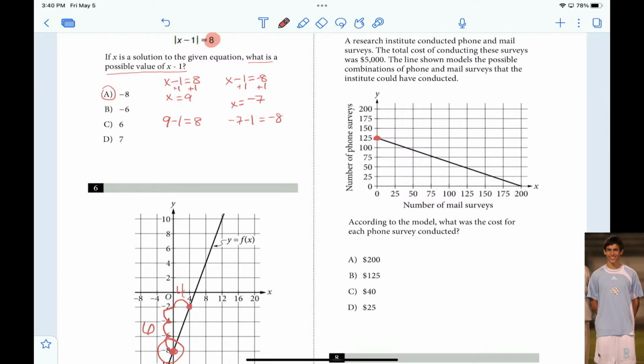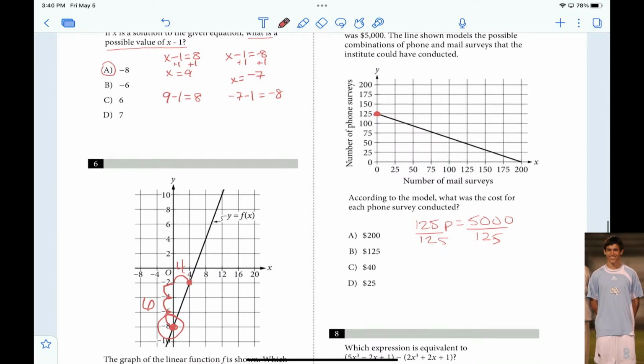Well, so since it is 125 phone surveys, we would multiply that by whatever the cost is. So we'll just call it P. P is the cost for the phone surveys. And that should equal the $5,000. So now we're just solving for P. So we'll divide by 125. And then this is where, honestly, this problem gets quite hard, just because of the math.